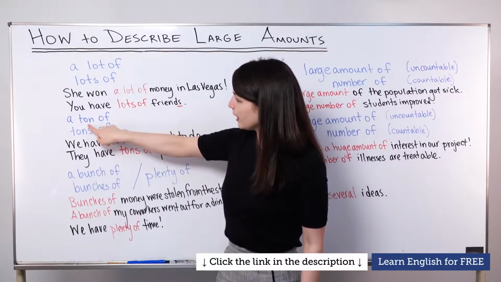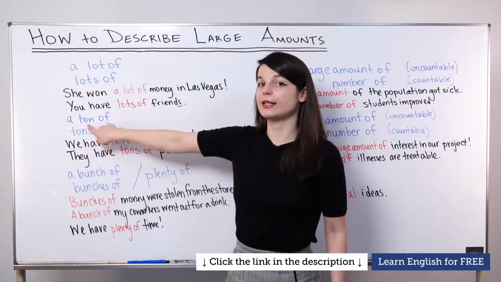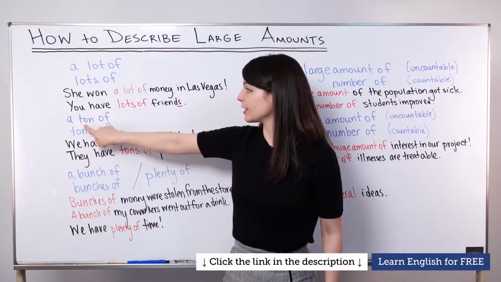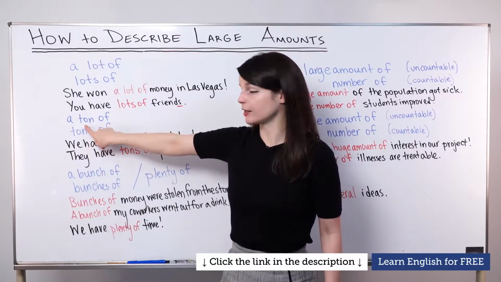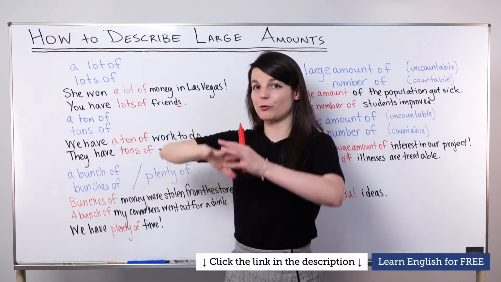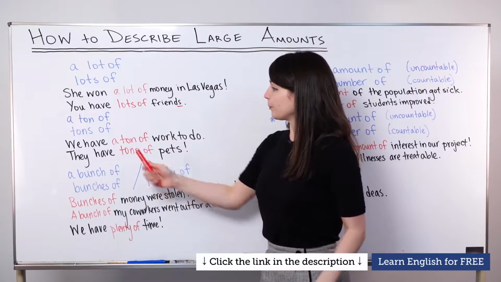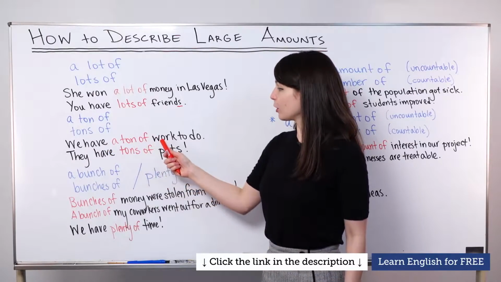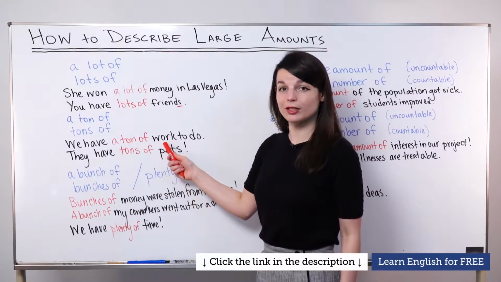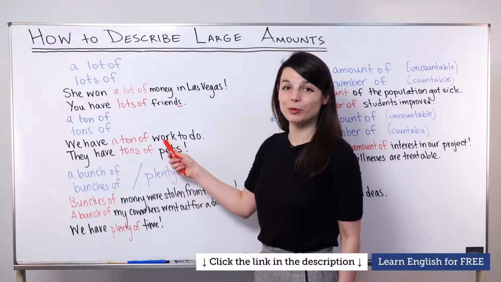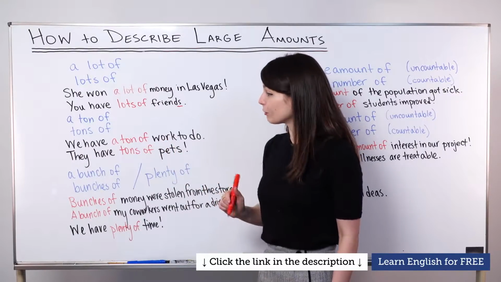So if you need a hint, you can use ton. Ton is a measurement, a very large measurement. So remember that ton refers to very, very big, heavy things. Some examples. We have a ton of work to do. Work is an uncountable noun, no S. We have a ton of work to do.